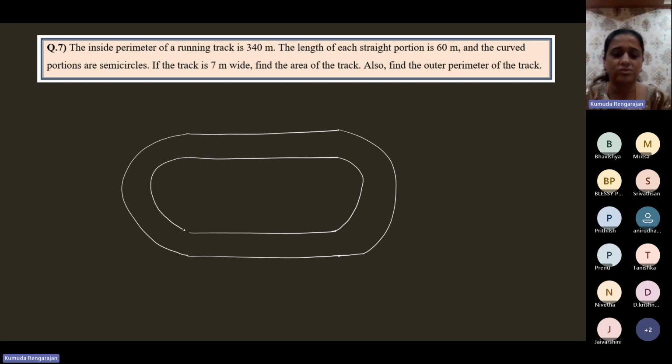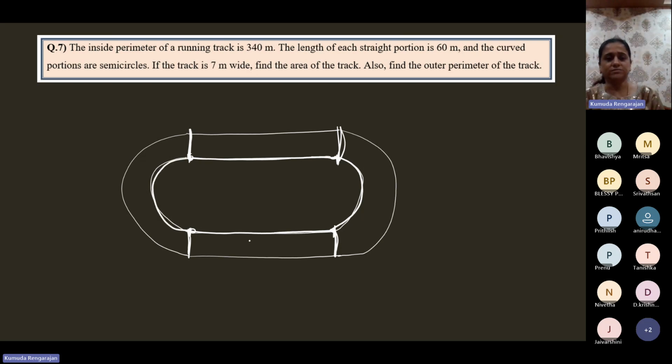Okay, so these are the straight portions from here to here. So this is the running track. The inside perimeter of the running track is 340 meters. That means the length of this line segment plus the length of this line segment plus the length of this semicircle plus the length of this semicircle is equal to 340.